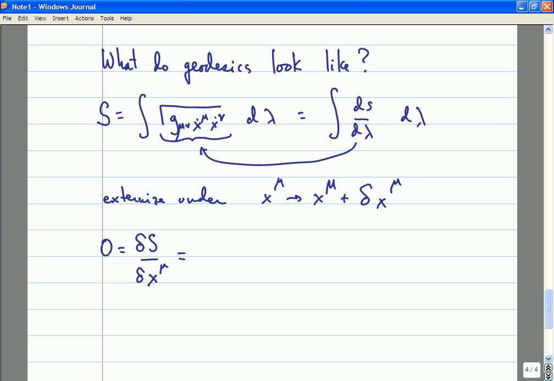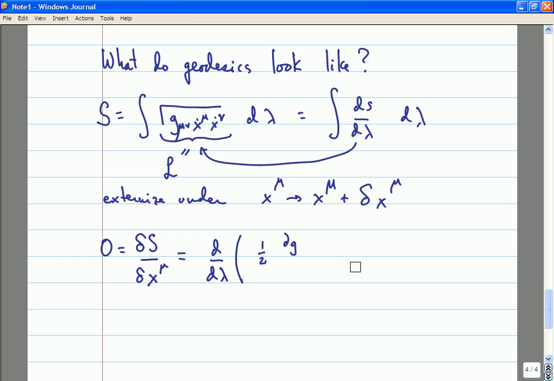So, this equation will have one free index, mu, because there are four degrees of freedom, four variables, x mu of lambda. Lambda here is the free parameter which labels different points on the geodesic. So the first term will be d by d lambda of the derivative of the action with respect to x dot mu. So what is that? Well, the Lagrangian here is g mu nu x dot mu x dot nu all under the square root. So the first thing we need to do is take, so it's 1/2 times the derivative of g.